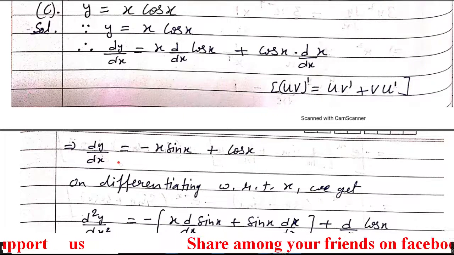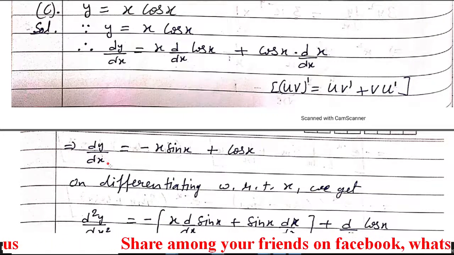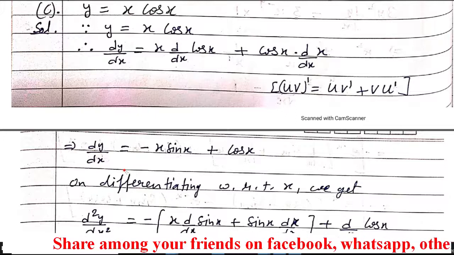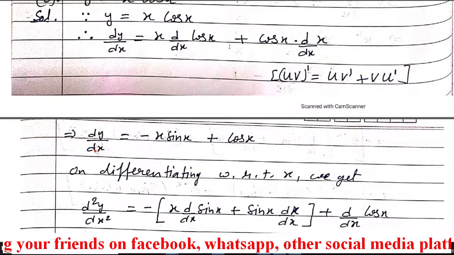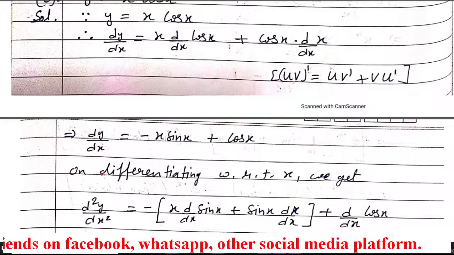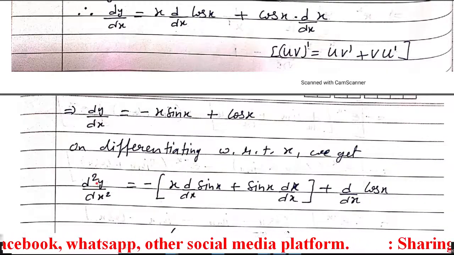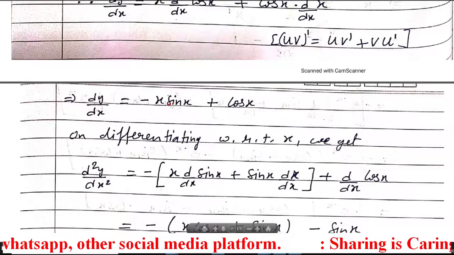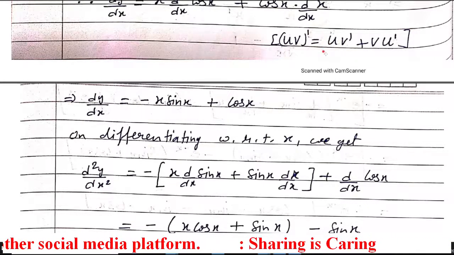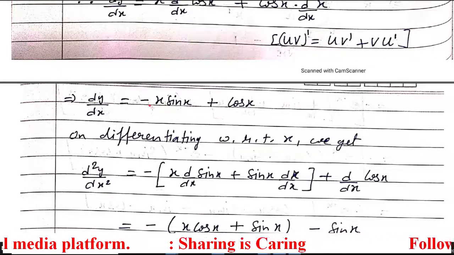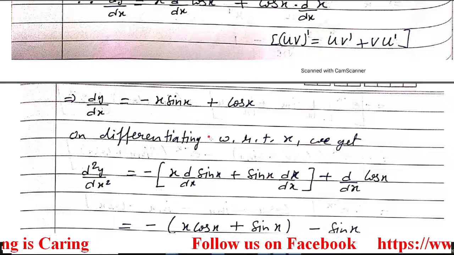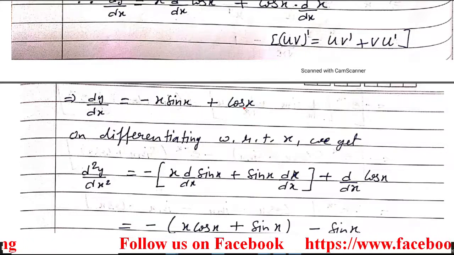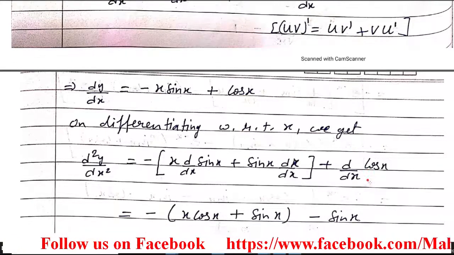Now to get the second order derivative, we have to differentiate it again with respect to x. So when we differentiate it with respect to x again, we will obtain the second order derivative, that is d2y upon dx square. And here again you have to use this formula, that is the u v formula. First I kept the minus sign outside, then x as it is, differentiation of sin x, then sin x as it is and differentiation of x, and take the differentiation of cos x.